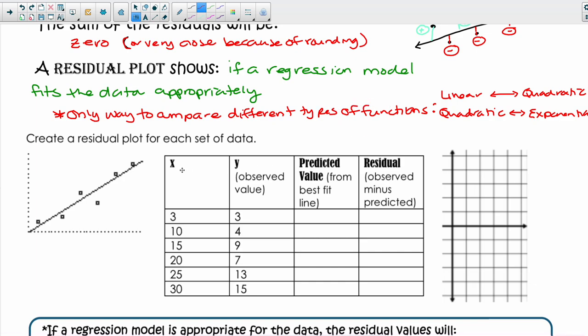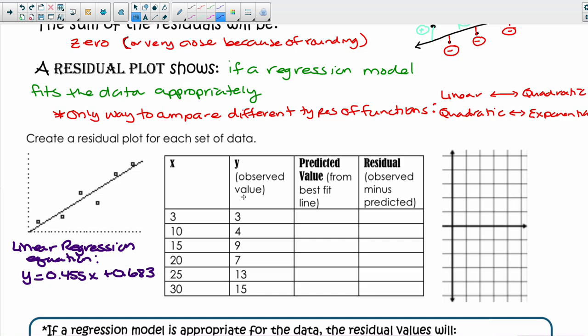So for an example here, we're going to create a residual plot for each set of the data. We have our data here, our x's and our y's. It's already been plotted, and we've already done the linear regression. The equation is y equals 0.455x plus 0.683. This has all been done in the calculator for us.